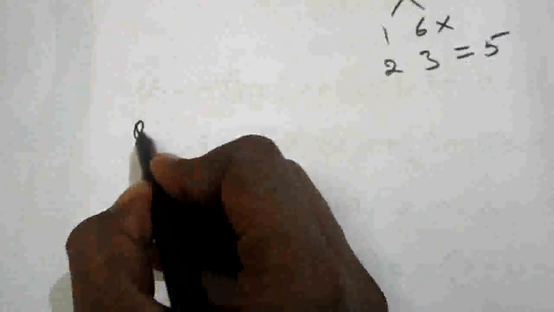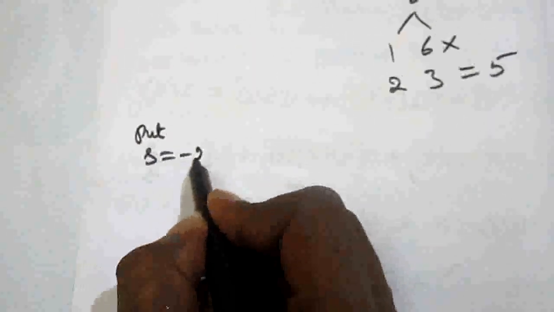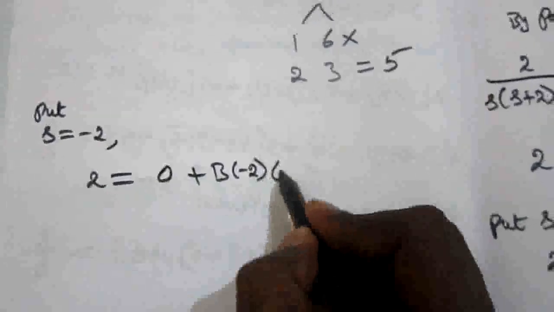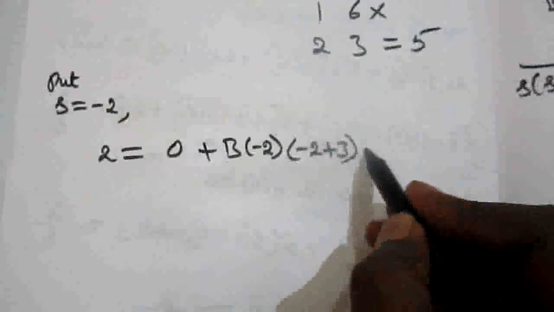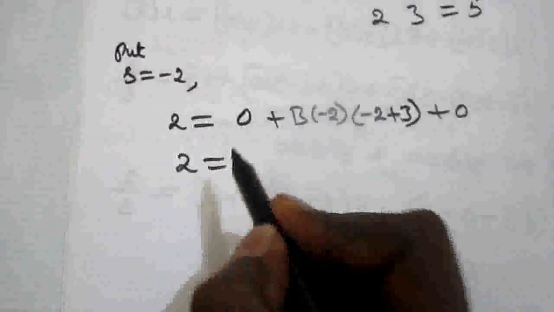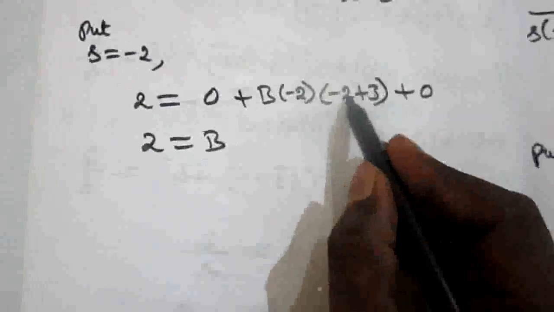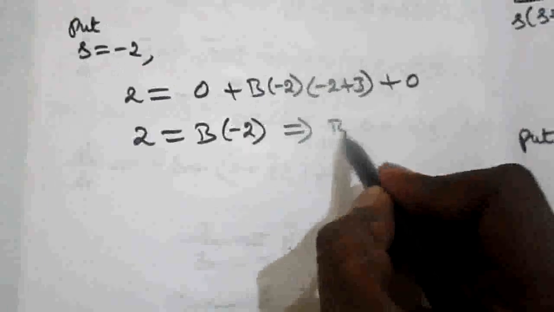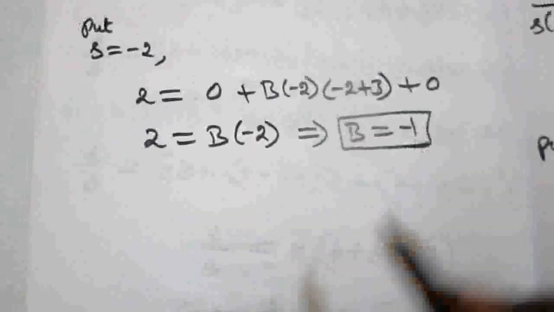So now I am going to put s equal to minus 2. When you put s equal to minus 2, the a term becomes 0, so 2 is equal to b into minus 2 plus 3, and c term is minus 2 into 0, so the c term is 0. So now 2 is equal to b into, here 3 minus 2 is 1, 1 into minus 2, minus 2, which implies that b is equal to minus 1. So we found the b value.